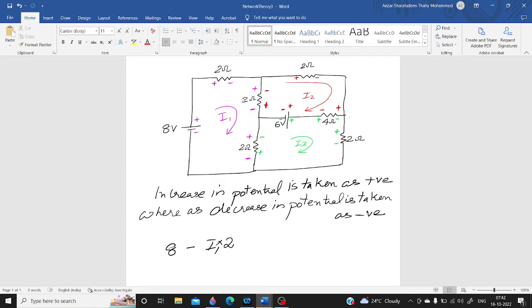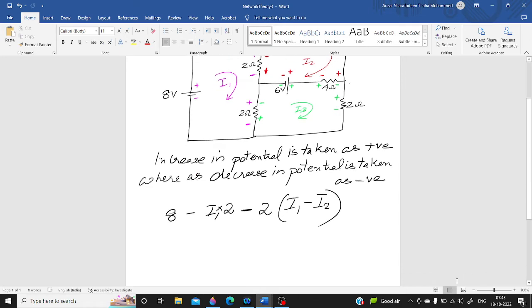Okay, and here along this 2 ohm resistor, the pink color, the polarity is, there is a decrease in potential along the direction of I1. So it is minus, the resistor value is 2, but here there are two currents. We are moving along the direction of I1, so I1 is taken as positive, and here there is an I2 which is flowing opposite to the direction of I1. So I2 is taken as negative. So minus 2 into I1 minus I2.